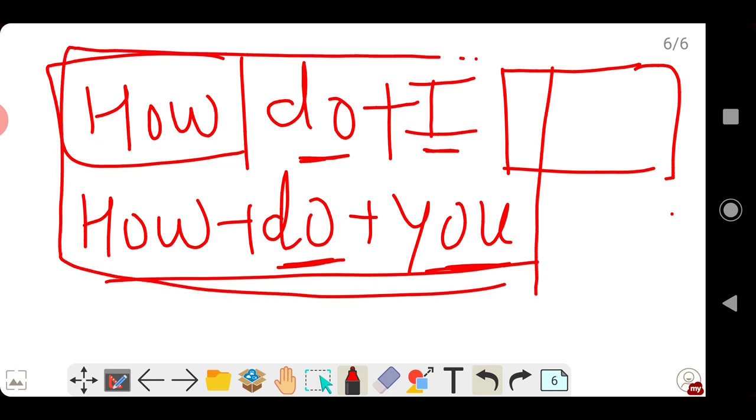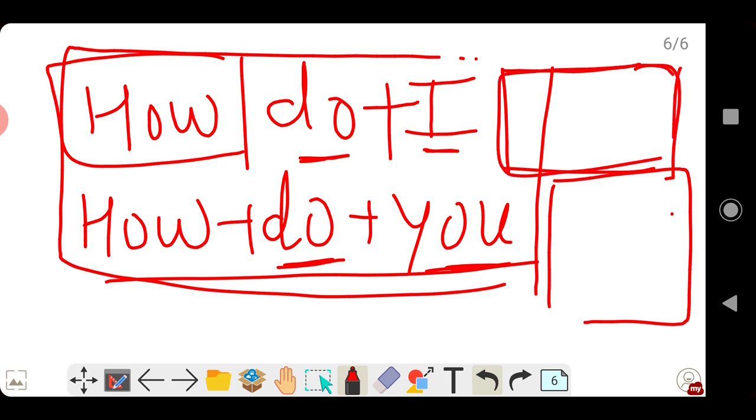How do I? How do you? At least you will not make any grammatical mistake. You cannot use do with she, do with he. So this is a grammatical mistake, so please remember in this way. If you want to express your action, you can add it here. So first of all, you will have to remember in this way: how do I, how do you.